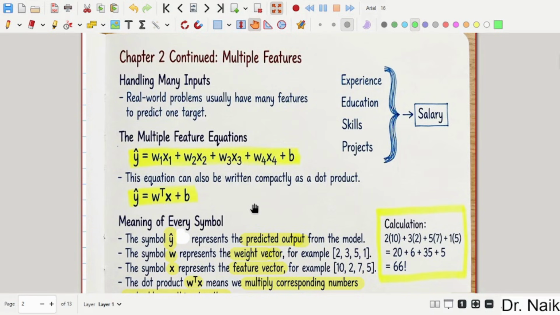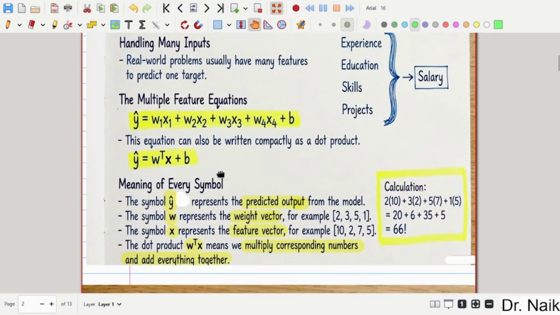This equation can also be written as y hat = w transpose x + b, where y hat is the predicted output from the model, w represents the weight vector, for example 2, 3, 5, 1, and x represents the feature vector, for example 10, 2, 7, 5. W transpose x means multiply corresponding numbers and add everything together, that is 2 into 10 plus 3 into 2 plus 5 into 7 plus 1 into 5, which is 20 + 6 + 35 + 5 = 66. So our w transpose x in this example is 66.